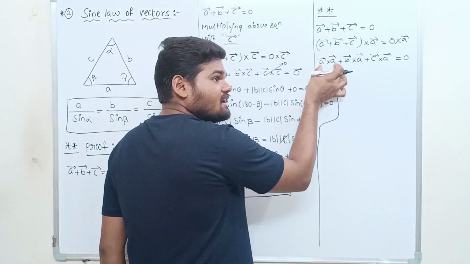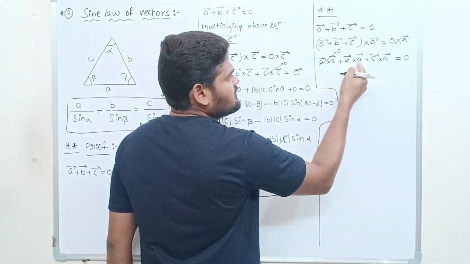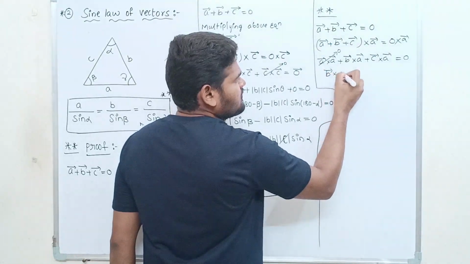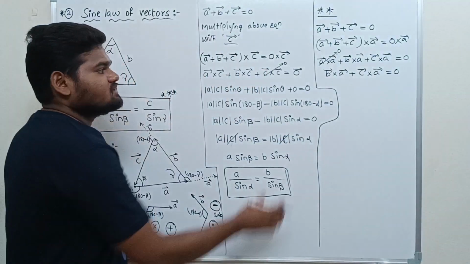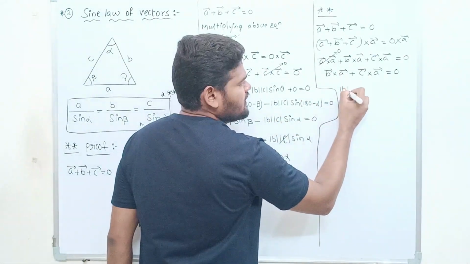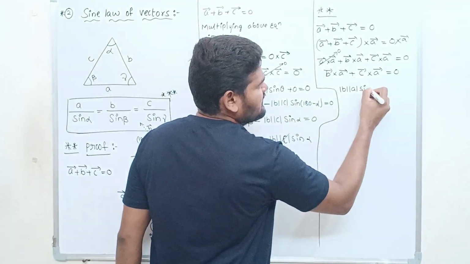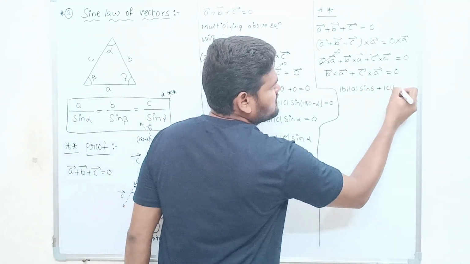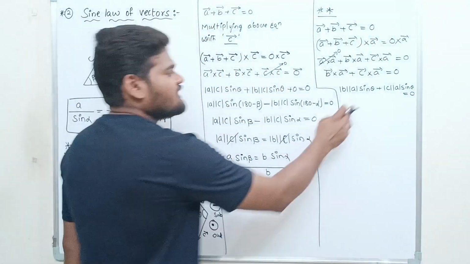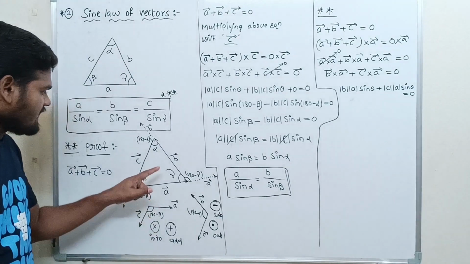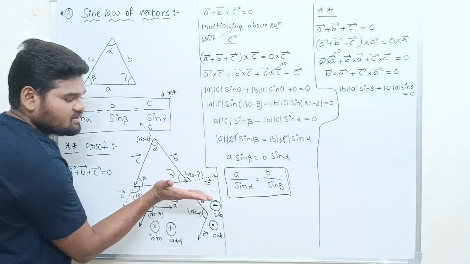A bar cross A bar vector, its cross product itself gives what? Null vector. It becomes 0. So B bar cross A bar plus C bar cross A bar is equal to 0. So B bar cross A bar, so magnitude of B into magnitude of A into sine theta plus magnitude of C into magnitude of A into sine theta is equal to 0. So what is the angle between B and A? The angle between B and A is 180 minus gamma, and we have to check the direction.